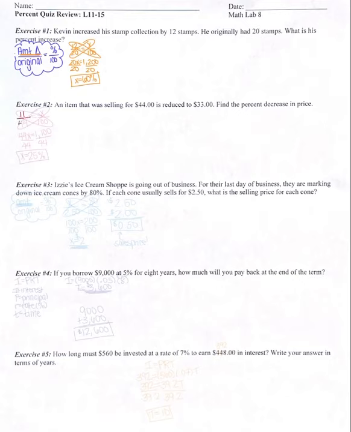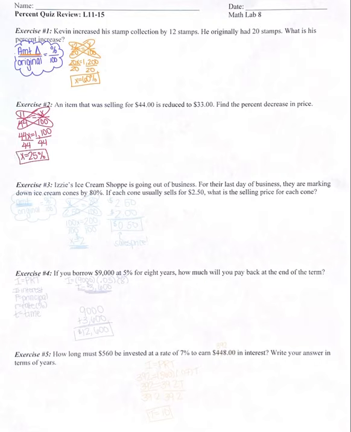Over the original, this is the amount it was before it was reduced to 33, originally sold for 44. We're looking for that percent, so that's X over 100. To solve this proportion, again, we're going to cross multiply. So we get 44X equals 1,100. To get X alone, we divide both sides by 44. So we get X equals 25%. So this was a 25% decrease.